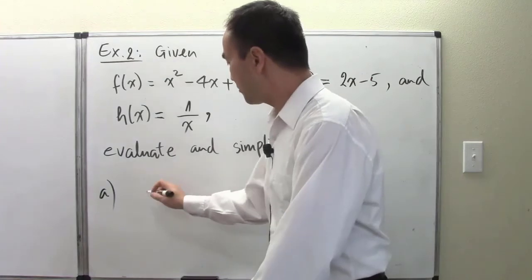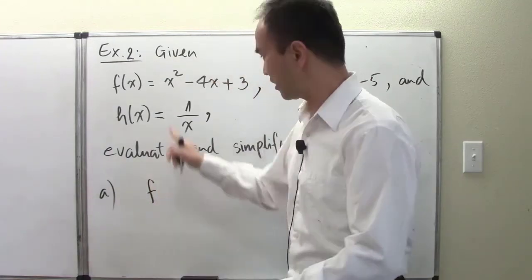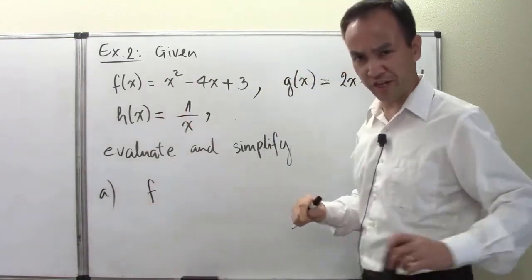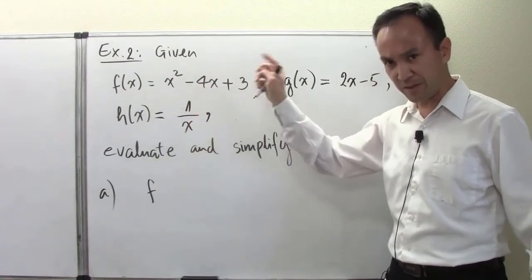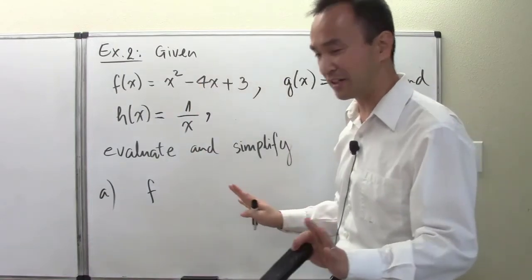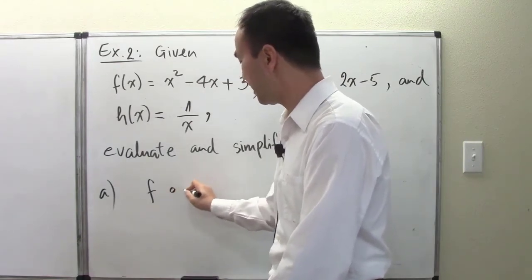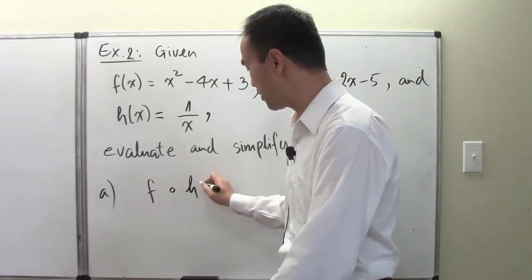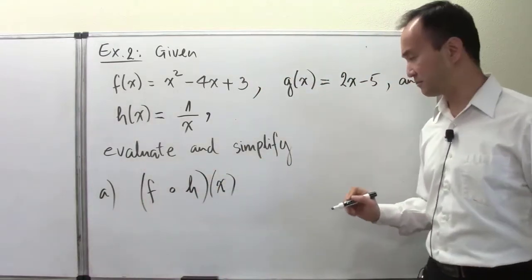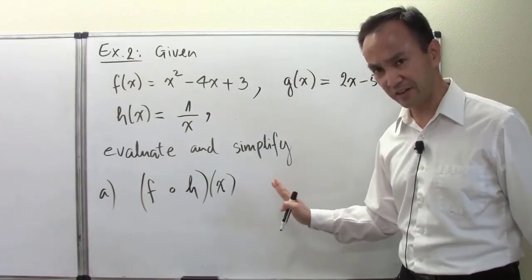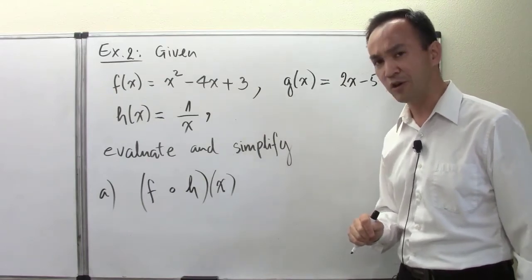All right, so now I'm going to just simply pick any 2 of these functions. We have 3 functions given. As an improvised plan, how about f of h, or f circle h of x. Now this is more like a repeat of the kind of problems we have already seen in example 1.